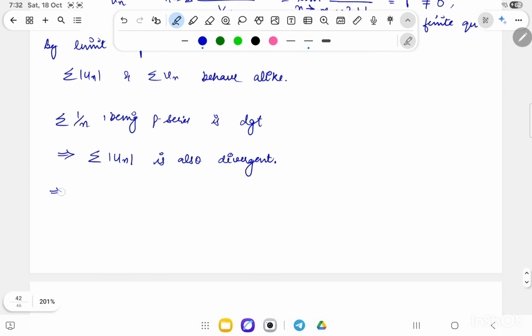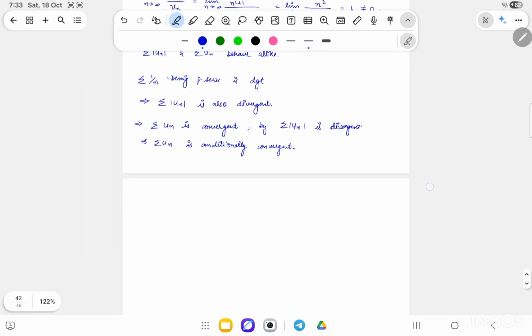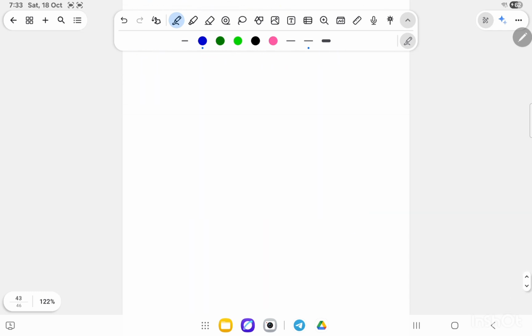So from here we got that our series summation un is convergent, but summation mod un is divergent. That means that summation un is conditionally convergent. That completes our questions on alternating series.